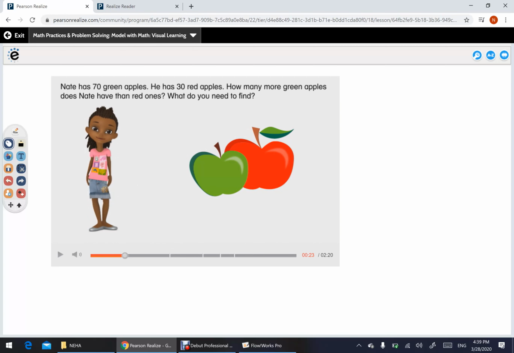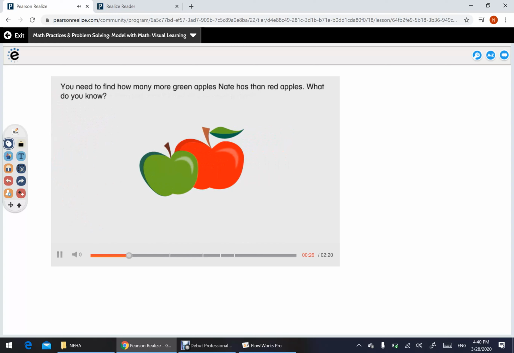So now here, the question is Nate has 70 green apples and he has 30 red apples. How many more green apples does Nate have than the red ones? So here basically they have to compare the two, and you have to see how many more green apples he has than the red ones, right? So let's continue. You need to find how many more green apples Nate has than red apples. Right? What do you know? You know that Nate has 70 green apples and 30 red apples.